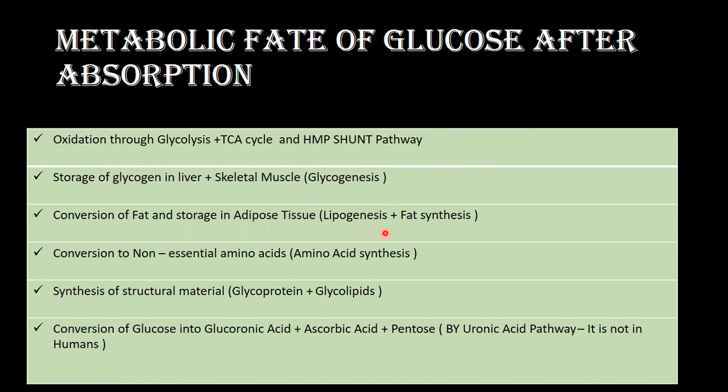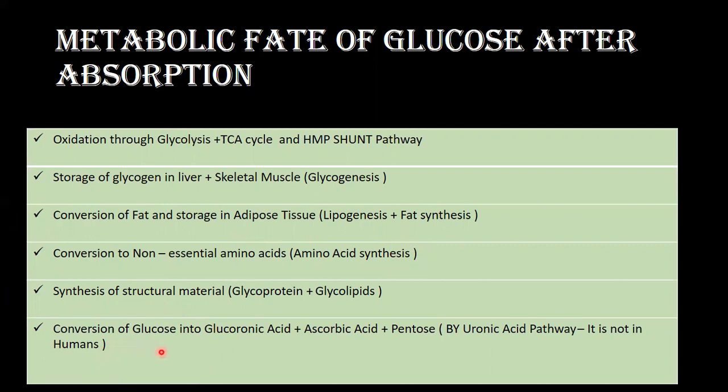We see all this when we study protein metabolism or amino acid metabolism. Then conversion to non-essential amino acids by the process known as amino acid synthesis. Then we see how fatty acids and glyceraldehyde are converted to glucose. Then we see synthesis of structural material. What are structural materials? Structural materials can be glycoproteins, glycolipids, and mucopolysaccharides. These are all our structural materials.